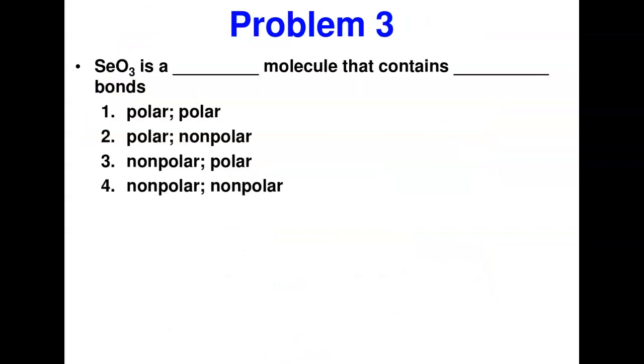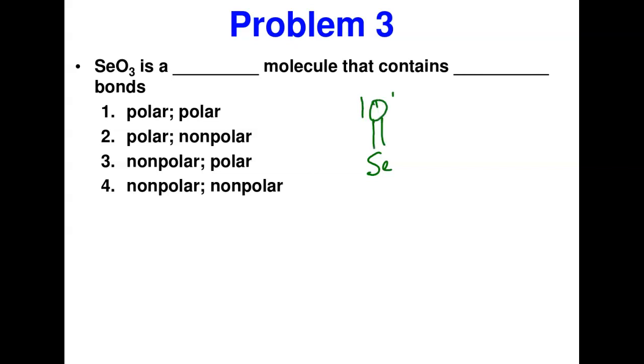Let's start from the first simple one. It says SeO3, selenium trioxide, is a dash molecule that contains dash bonds. What do we do first? Let's try to draw the Lewis structure. I'm not going to put you through the process of drawing the Lewis structure. I'm just going to draw what it looks like.